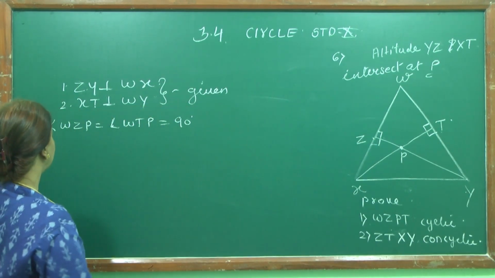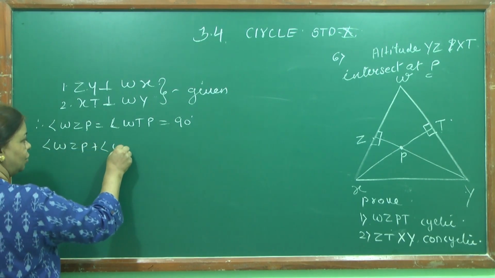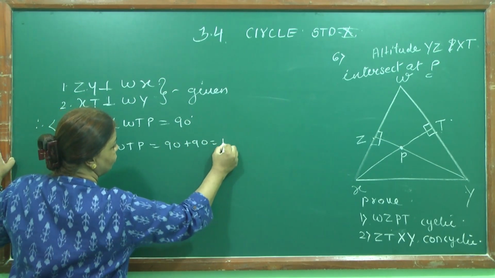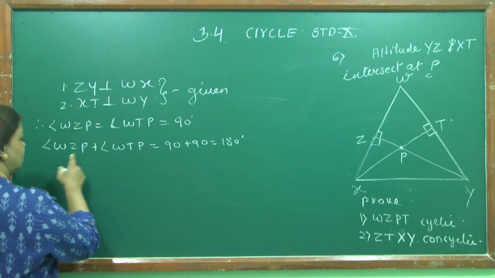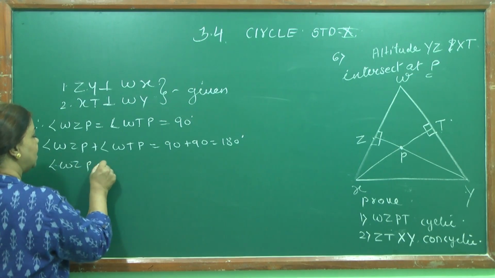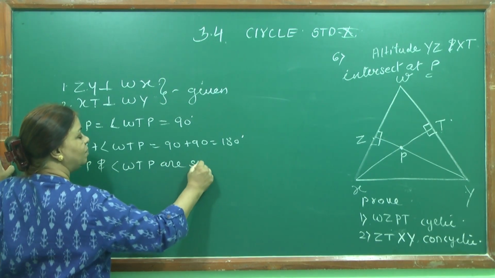Now adding both angles, angle WZP plus angle WTP is equal to 90 plus 90, which is equal to 180 degrees. These angles are supplementary. Angle WZP and angle WTP are supplementary.